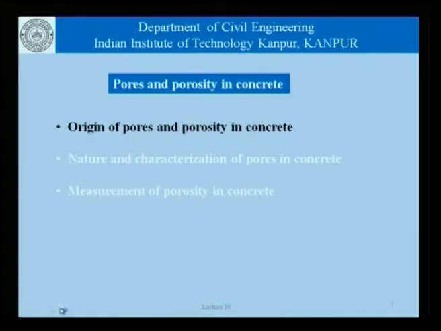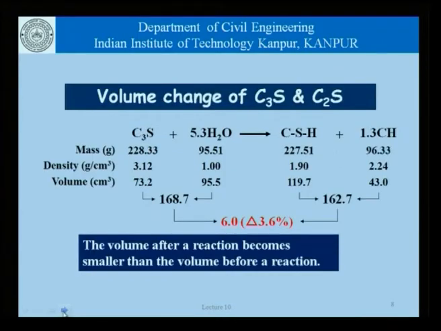Now, beginning our discussion with the origin of pores and porosity in concrete, let us look at the volume changes that take place when C3S and C2S, which is the tricalcium silicate and the dicalcium silicate, hydrate. Now, these equations here give us the chemistry of hydration of these products. As far as C3S is concerned, C3S plus 5.3 H2O gives us CSH, which is the calcium silicate hydrate gel, and 1.3 times CH, which is calcium hydroxide.